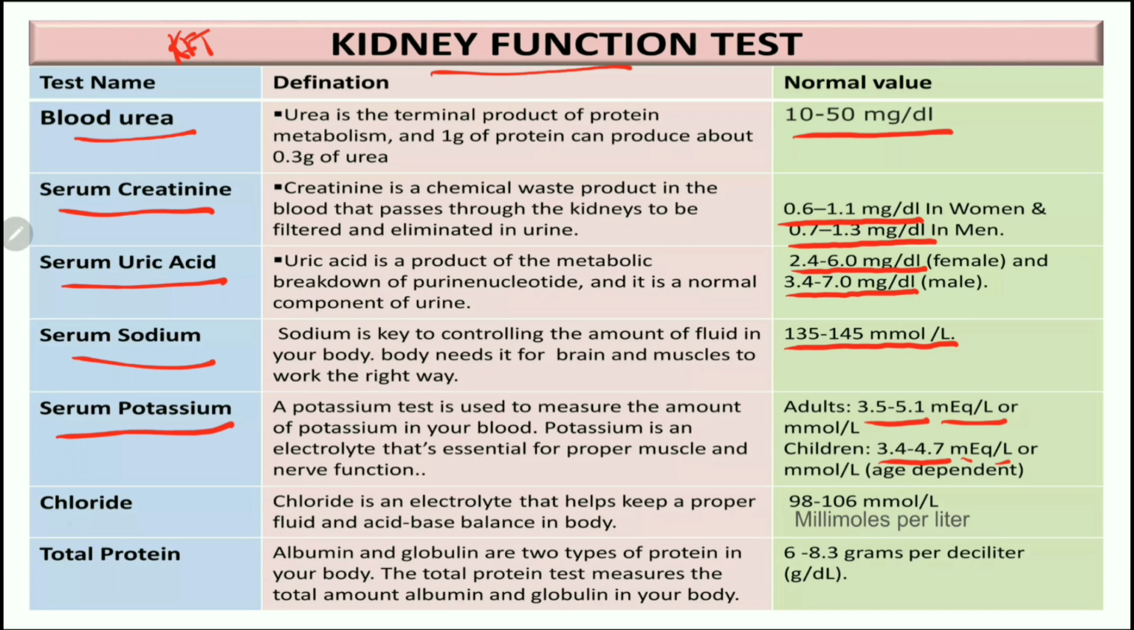The next electrolyte is chloride. Chloride helps move fluids in and out of your cells. So, if your chloride levels drop, you can become sick and dehydrated. The normal value of chloride should be between 98 to 106 millimole per liter. If your chloride levels are too high, it often means your kidneys aren't working properly.